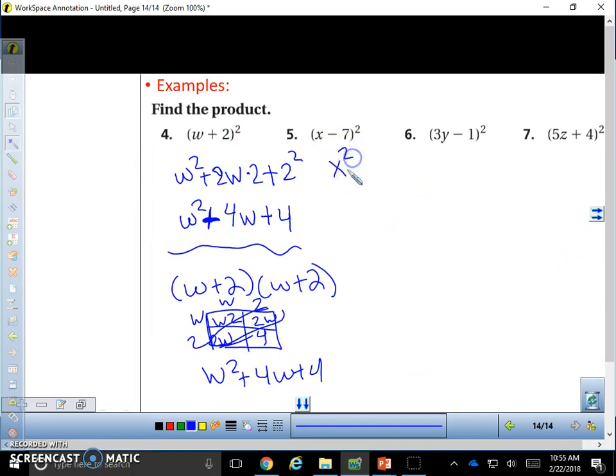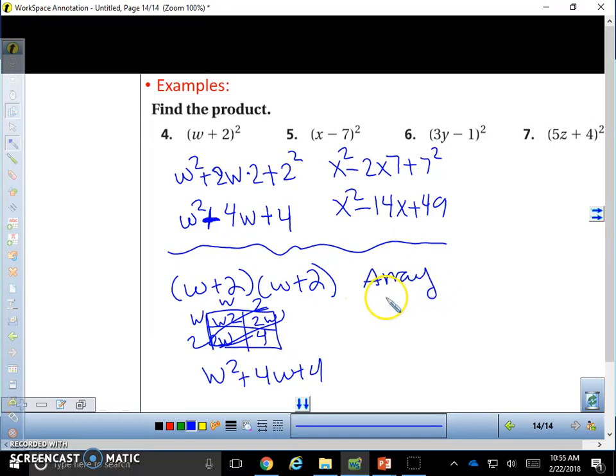X squared minus 2x7 plus 7 squared. X squared minus 14x plus 49. Done. Again, the array or FOIL will get you the same thing.